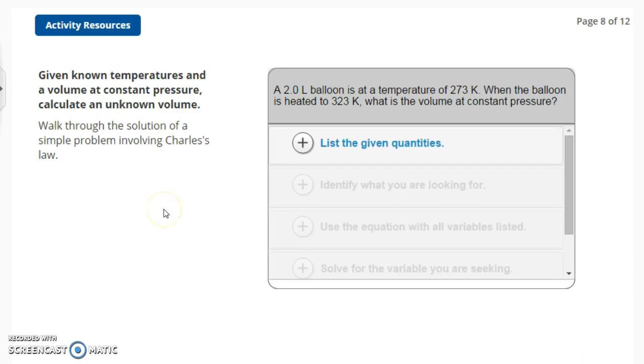So let's go ahead and do a problem. Given known temperatures and a volume at a constant pressure, and obviously a constant amount, calculate an unknown volume. So a 2.0 liter balloon is at a temperature of 273 Kelvin. Okay, good. We're already in Kelvin. When the balloon is heated to 323 Kelvin, what is the volume at a constant pressure? All right, what are we solving for? So list everything and what we're solving for, including the unit of what we're solving for. So hit pause when you're done, hit play.